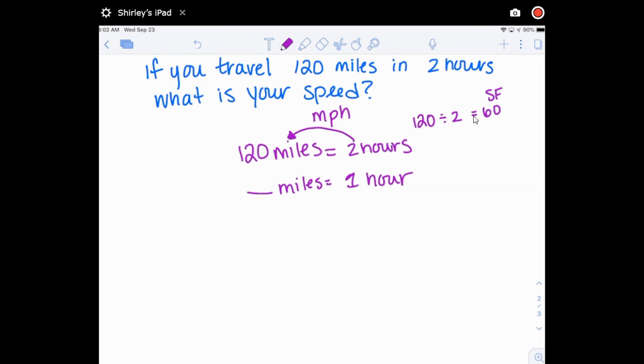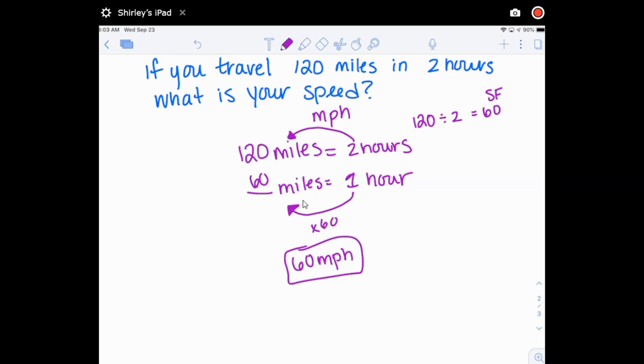Then remember, we can use our scale factor to scale up. I know I'm going to multiply here because my miles number was bigger than my hours number. So I'm going to take 1 hour, multiply by 60, and we get 60 miles per hour. So my speed was 60 miles per hour.